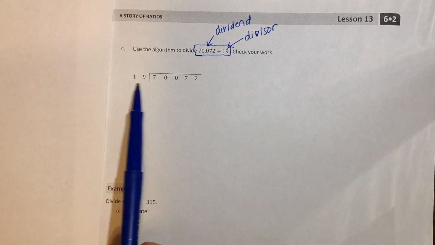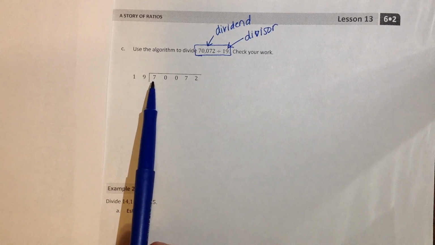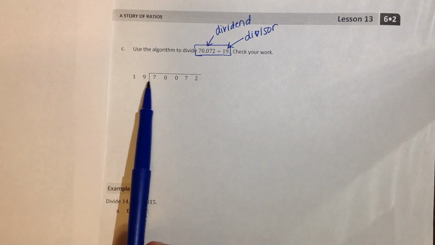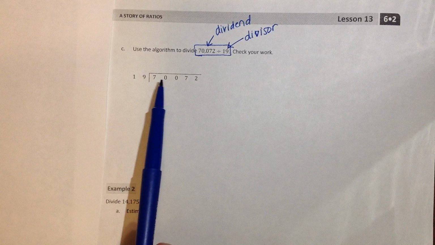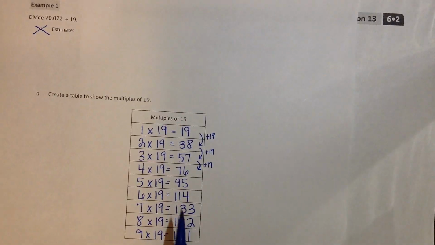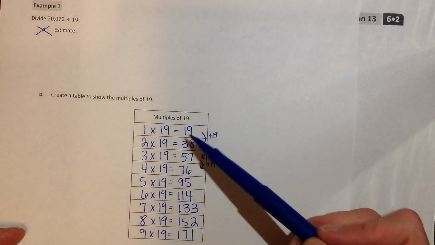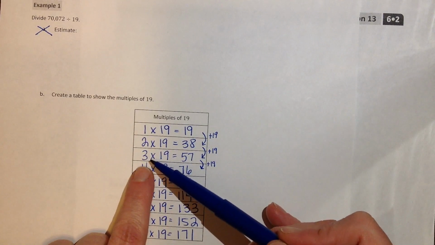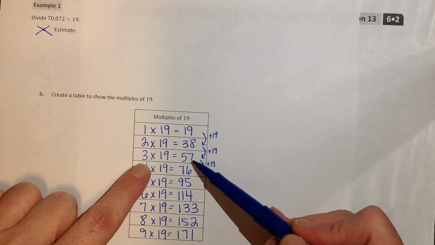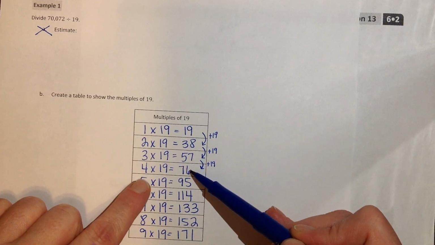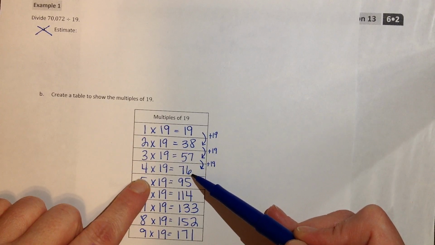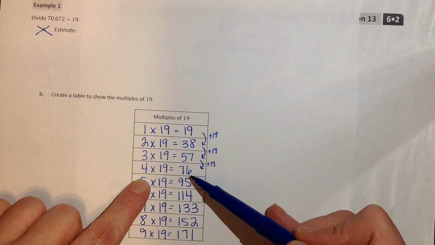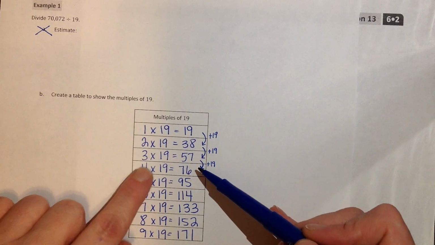So we ask ourselves, can 19 go into 7? We know it can't. So we move on. Can 19 go into 70? Well, if we look at our multiples of 19 page that we made, 19 can go into 70 3 times. We know that because 19 times 3 is 57, but if you go up to 19 times 4, that's over 70. We have 76. So we want to know how many times 19 can go into 70 without going over. So we know it's 3 times.